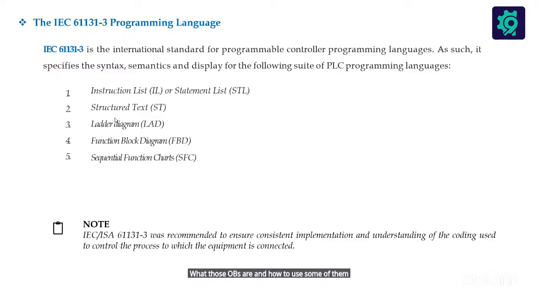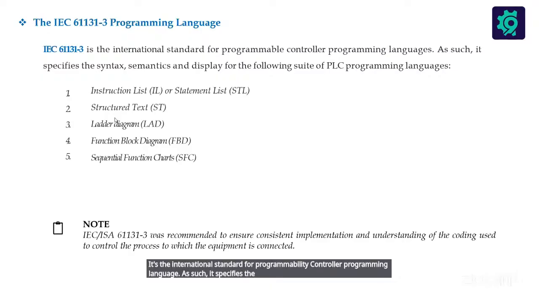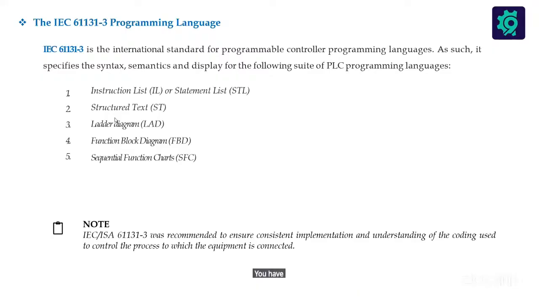All right. So the IEC 61131-3 programming languages, like we said, there are five. It's the international standard for programmable logic controller programming languages. As such, it specifies the syntax, semantics, and display for the following suite of programming languages. You have the instruction list, which is also known as statement list. You have the structured text. You have the ladder diagram. You have the function block diagram, and you have the sequential function chart.